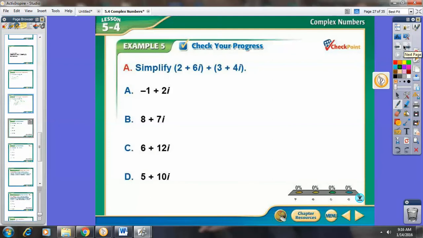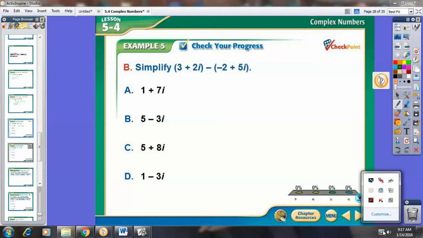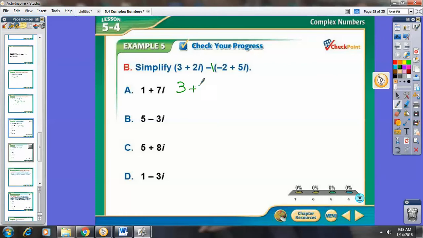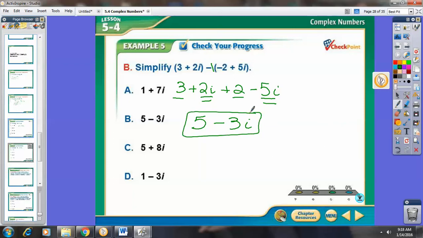I want you guys to try this one if you would. The first thing we should do in this example is distribute our negative 1. We bring down the first parenthesis, and I'll distribute my negative 1. Negative 1 times negative 2 is positive 2. Negative 1 times 5i is minus 5i. Let's combine our terms. 3 plus 2 is 5. 2i minus 5i is negative 3i, which is letter B.